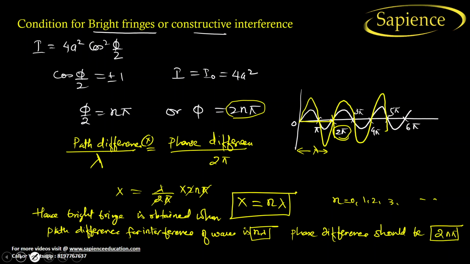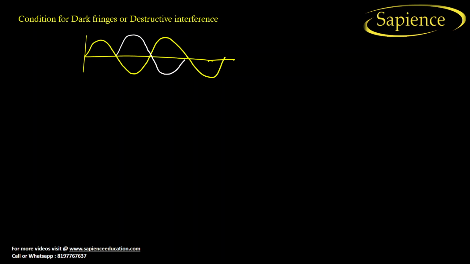Now let us talk about the similar condition, that is the condition for the dark fringe. So dark fringe means what? When we construct the wave, the first wave will be like this, and another wave should start from here like this, so that net we will get a dark fringe. So in the dark fringe, intensity will be 0.